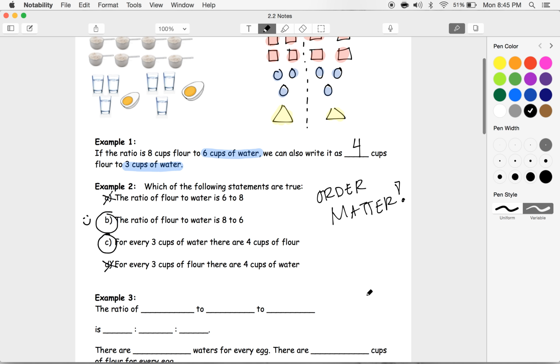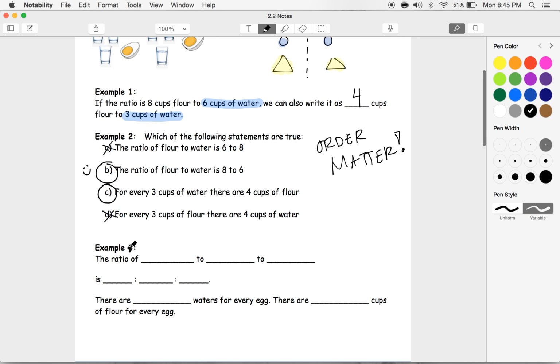All right, so we're going to scroll down and take a look at example. This says 3, but this should say example. Oh, no, it is example 3. Just kidding. We're good. No typo.